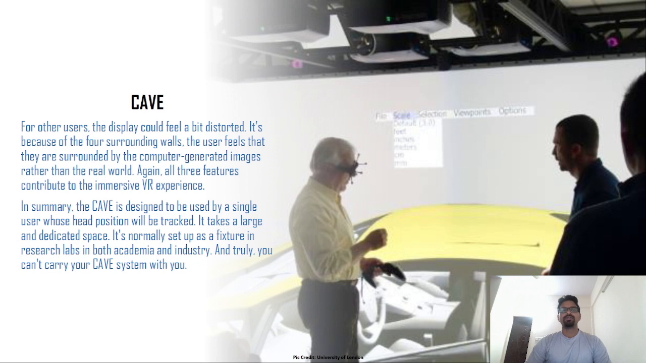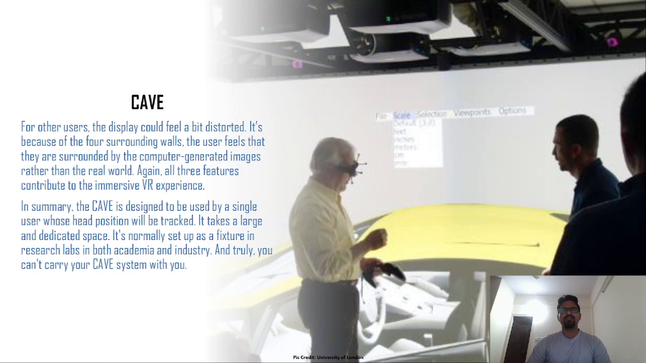So only the person who has the control of view can interact with the scene, others can only see the environment. For other users, the display could feel a bit distorted. It's because of the four surrounding walls. The users feel that they are surrounded by computer-generated images rather than the real world. Again, all three features contribute to the immersive VR experience.